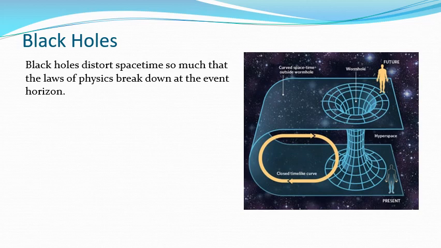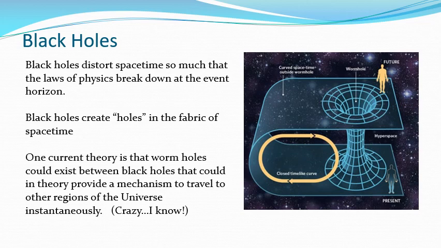Finally, black holes distort space-time so much that the laws of physics break down at their event horizon. So there's a thought that they can create holes in the fabric of space-time itself. And some scientists talk about the many-worlds possibilities with future and present linked between the two. So it could be a way of traveling to other places in the universe, but we honestly don't know. We will do more on black holes and their event horizon and what all that means later on.